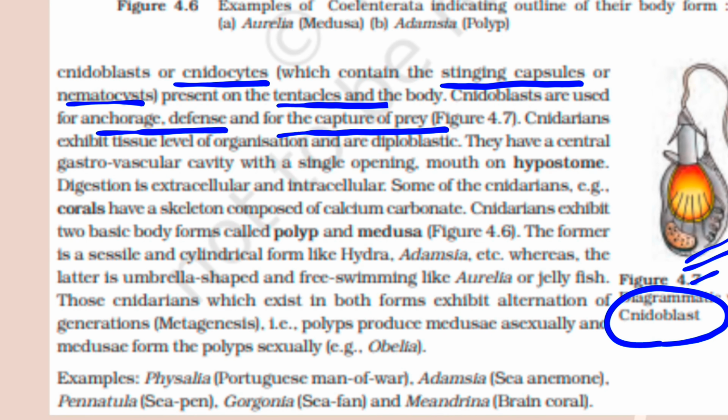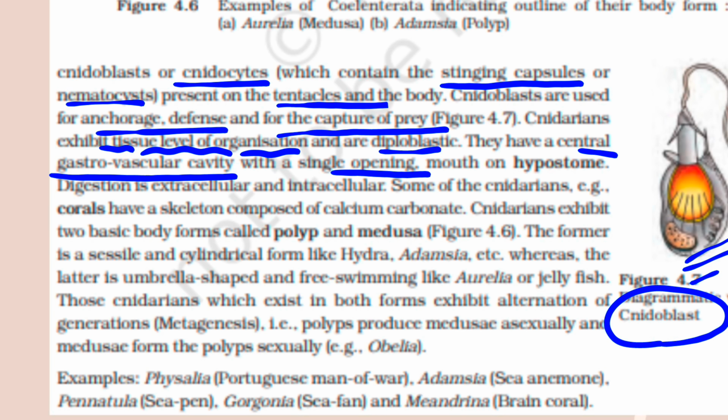Cnidarians exhibit tissue level of organization and are diploblastic. In Porifera, central cavity was spongocoel, but here it is gastrovascular cavity with single opening, mouth on hypostome. Digestion is extracellular and intracellular both. Some of the cnidarians, example coral. Remember the examples. Coral have a skeleton composed of calcium carbonate.